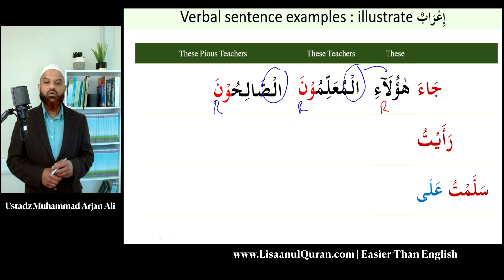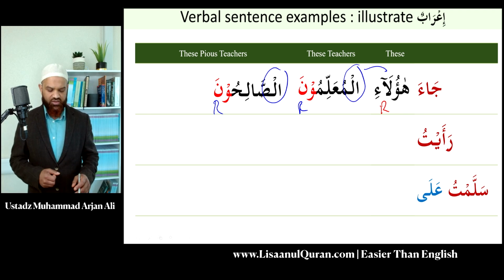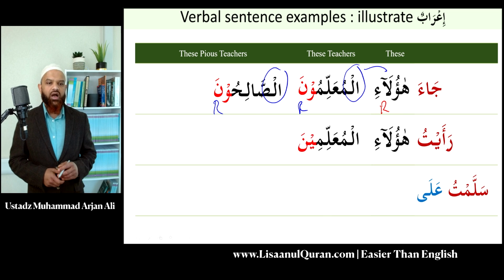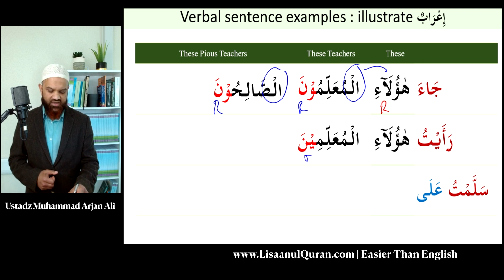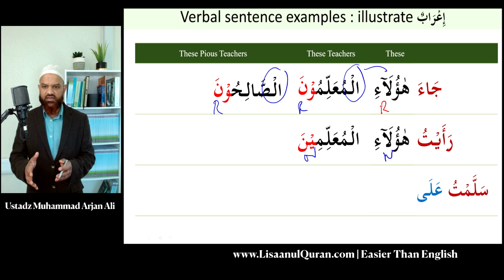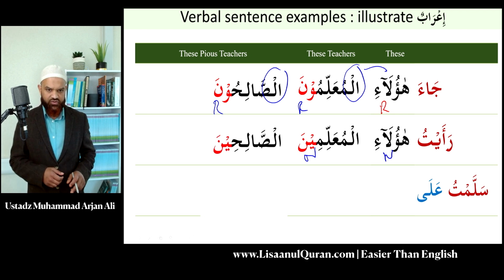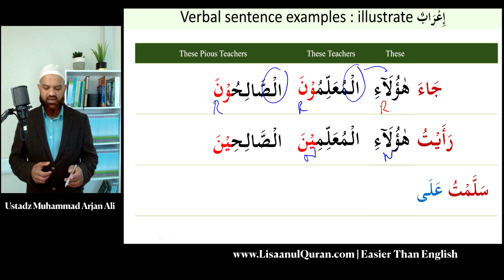Let's move on. Ra'aytu, I saw these. It will be ra'aytu ha'ula'i, I saw these teachers. Al-mu'allimina. Why? It needs to be in the nasab. Again, if you go back to the Muslim table, you'll recognize why it is in nasab, because the nasab and jar is exactly the same. And then, of course, it'll be as-salihina, which is also in the nasab status.